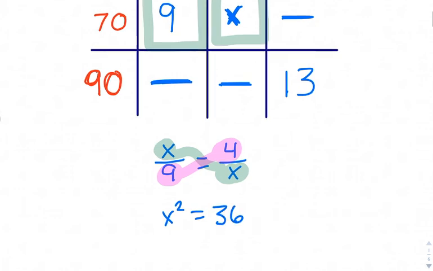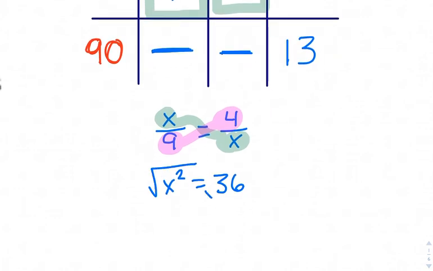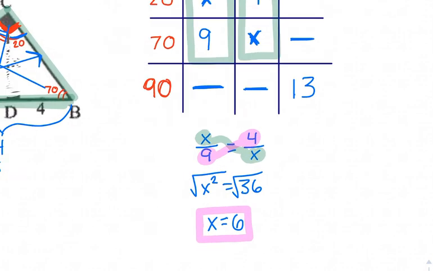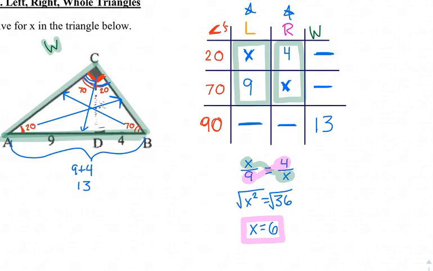Now to get rid of a square, we have to do the square root. So the square root of x squared is just x. Square root of 36 is just 6. And that's how I end up finding x. So the toughest part about this is just setting up this chart. And then from there it gives you your proportion, and then you can solve for x.